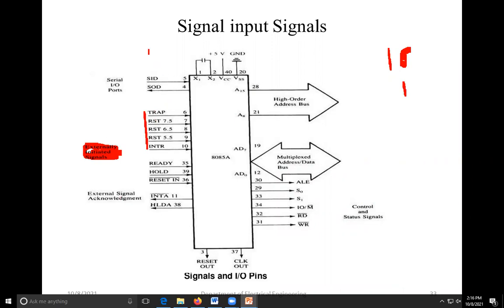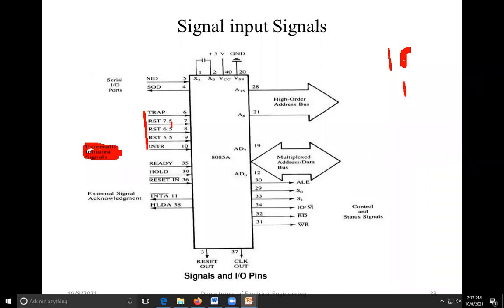TRAP is a non-maskable interrupt. We are discussing the non-maskable interrupt briefly. These are the priorities of the interrupts. What is meant by priority? If two interrupts come from outside to the 8085, suppose one interrupt is from RST 7.5 and at the same time another is from RST 6.5, our microprocessor first does the RST 7.5 interrupt, and after that it will work on RST 6.5. So it checks the priority. 7.5 is the first priority and 6.5 is the second priority. Again, TRAP is not controllable because it is a non-maskable interrupt.